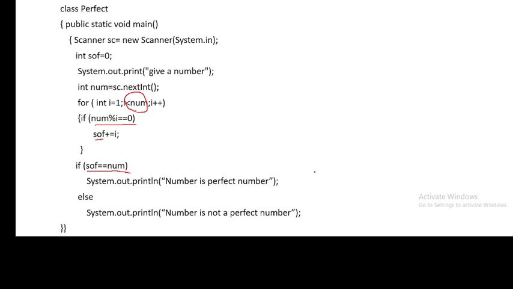Let's say for example you have 6. Factors of 6 we will take 1, 2, 3, and will not include 6. So when you add up 1, 2 and 3, you will get 6. So 6 is a perfect number.